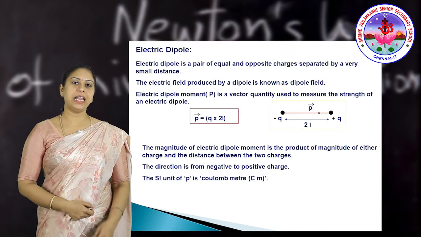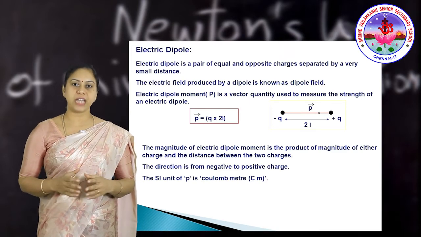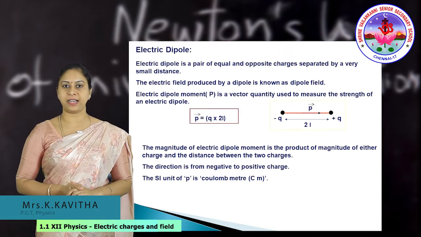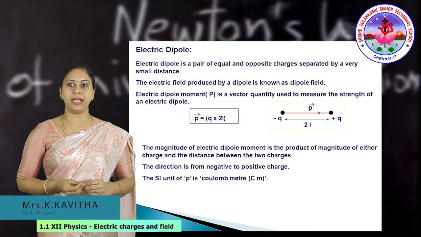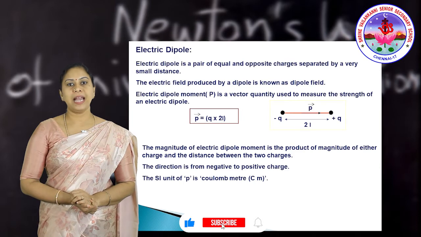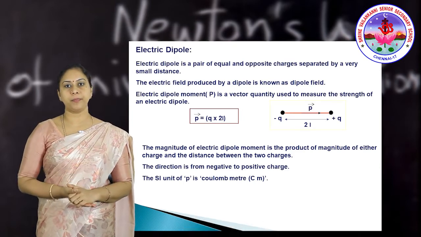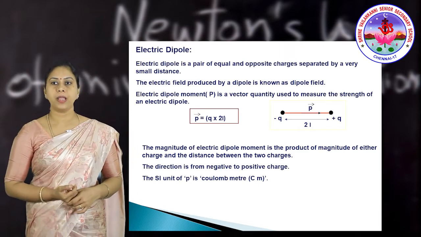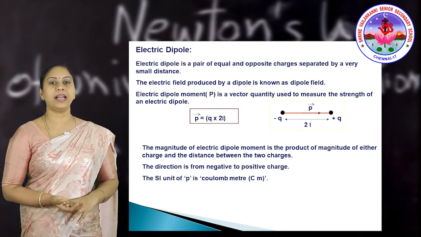Now, let us see electric dipole. What is an electric dipole? The electric dipole is a pair of equal and opposite charges separated by a distance. The electric field produced by an electric dipole is called the dipole field. The electric dipole moment, which we denote by the letter P, is a vector quantity, and it helps to measure the strength of the electric dipole.